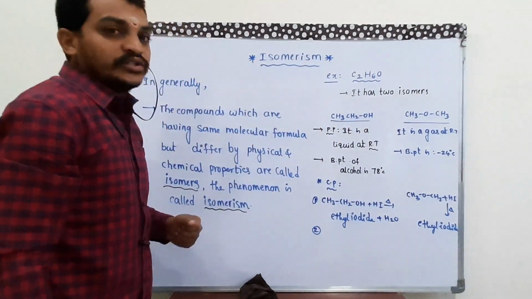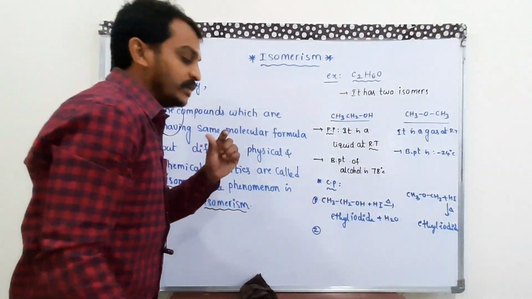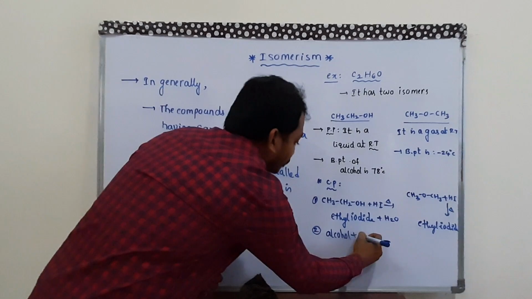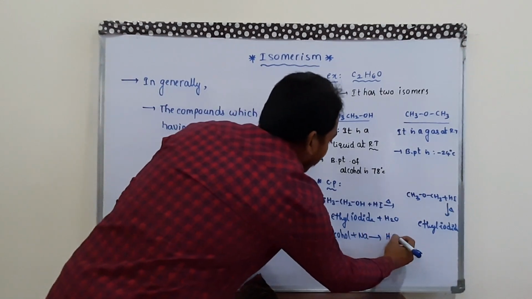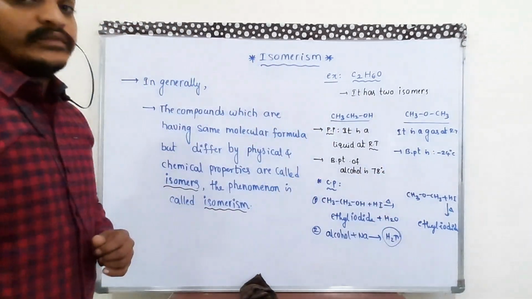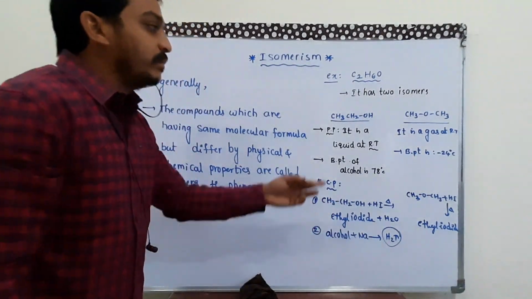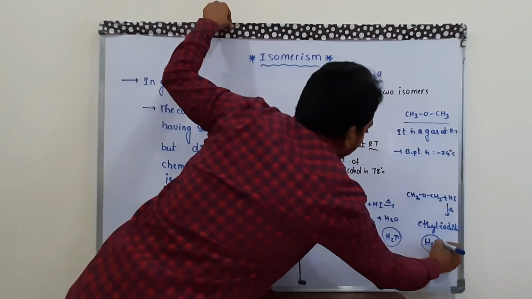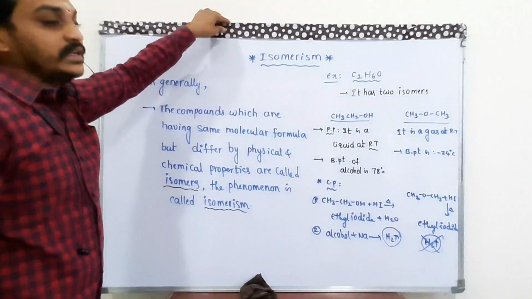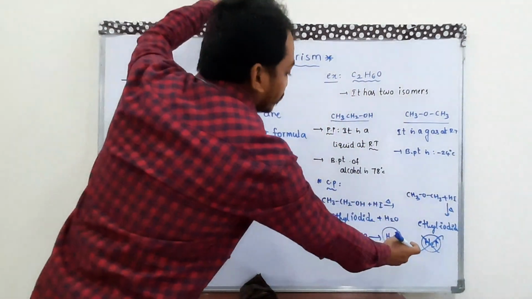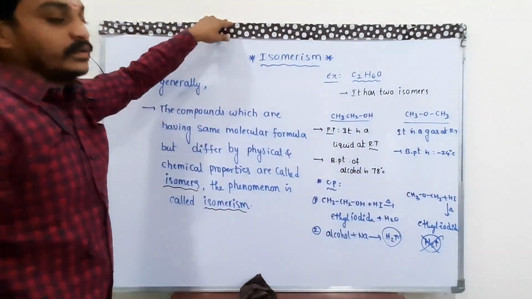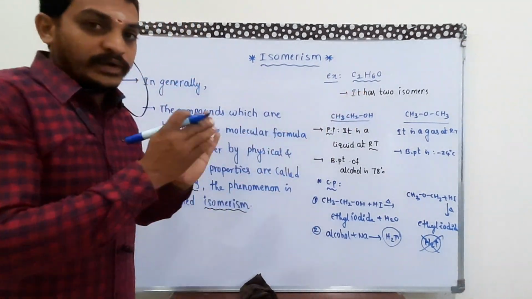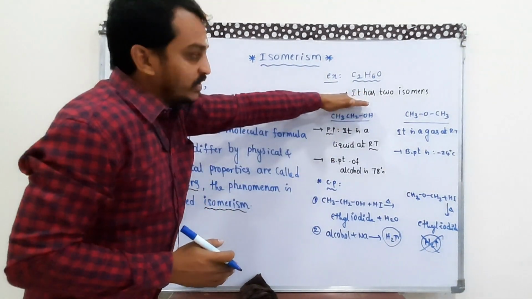Another property: when alcohol reacts with the highly reactive metal sodium, it evolves hydrogen gas. But in the ether case, there is no hydrogen gas evolved. There is no reaction with sodium. What are the observations here?